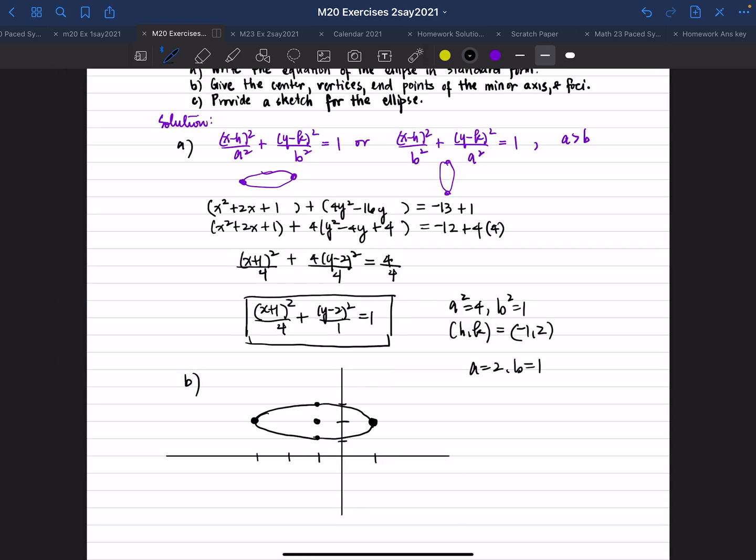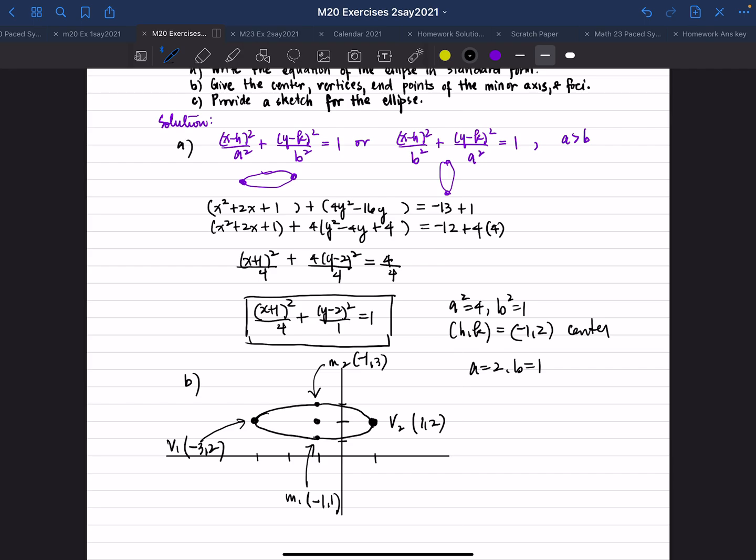Okay, so we already have the ellipse. So let us sketch. Also, let us give the center. So this is the center. So what are the vertices? So V1 is negative 3 comma 2. And V2 is 1 comma 2. And then end of the minor axis, ito yun. So what are those points? Let's call this small m1, which is negative 1 comma 1. This m2, which is negative 1 comma 3.